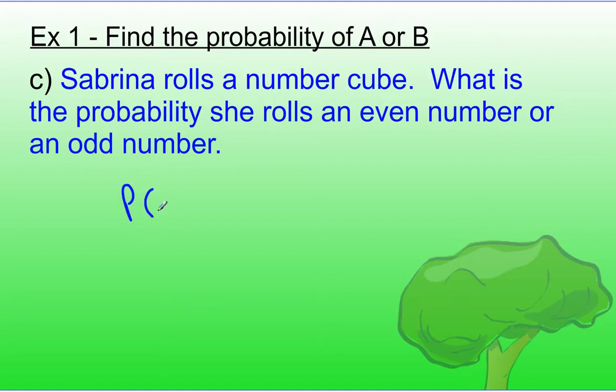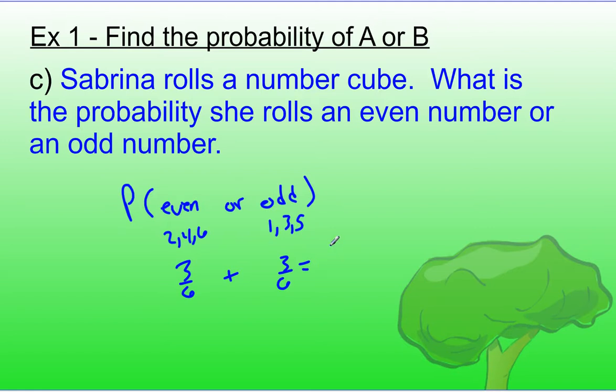Okay, so we want the probability of an even or odd. So an even number is 2, 4, 6. Odd number, 1, 3, 5. They don't have anything in common, so this is 3 out of 6 plus 3 out of 6, which is 6 out of 6, which equals 1. So there's basically a 100% chance on a number cube Sabrina's going to roll an even or an odd number. And that should make sense. That's what you think it should be. The only numbers on a number cube are even or odd.